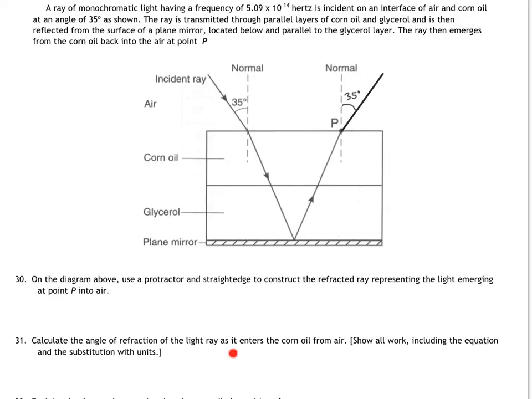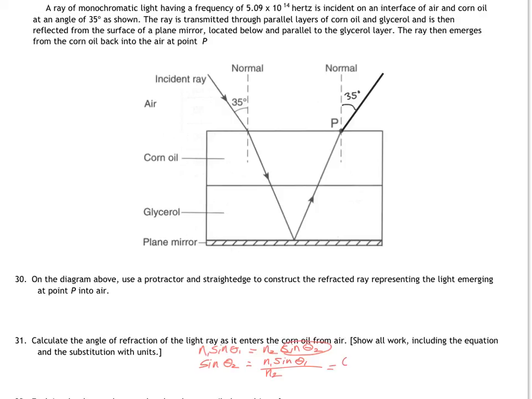Calculate the angle of refraction of the light ray as it enters the corn oil from the air. So this is going to be a Snell's law question. N1 sine theta 1 is N2 sine theta 2, and we are looking for the sine of theta 2, and then we'll need to do an inverse sine to isolate theta. So I've gone ahead and done that, and now I can plug in the data that I know.